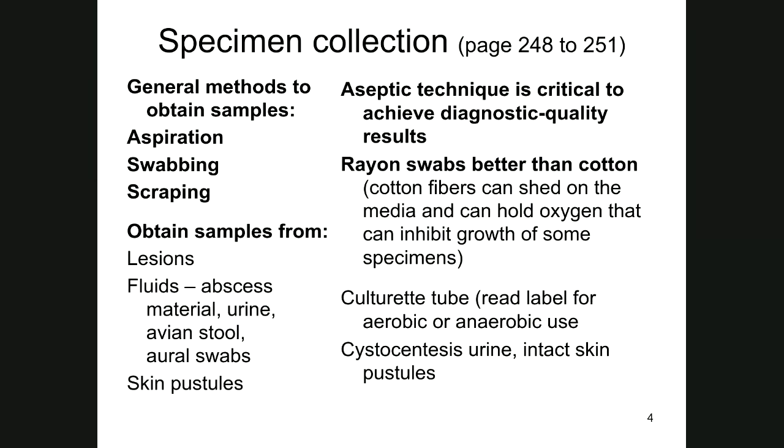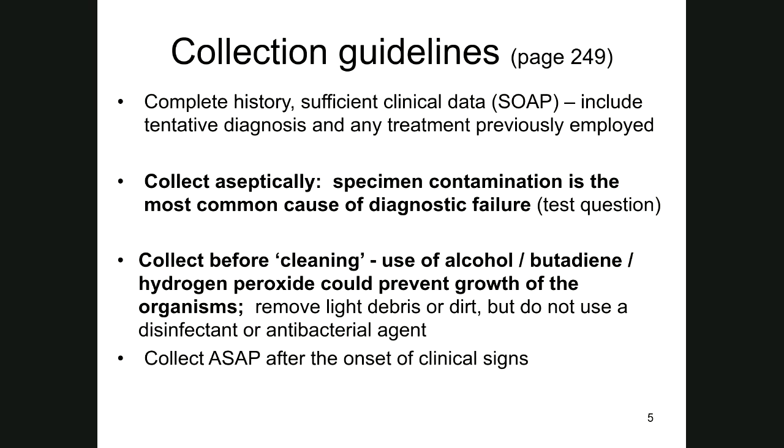Again, read the label. If it's for an aerobic or anaerobic use, make sure you always read your labels and how to use them. And you could use a cystocentesis. So cysto, bladder, centesis, collection of the fluid. So collection of fluid directly from the bladder with a needle stick. Cystocentesis for urine, or intact skin pustules. You want to, of course, always get a complete history from your client, not just that it's been there for 2 weeks, but how has it progressed?